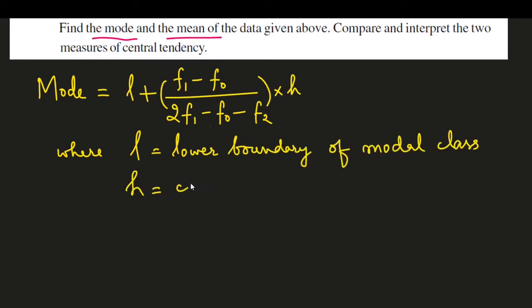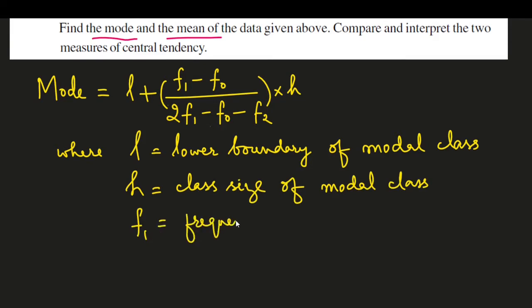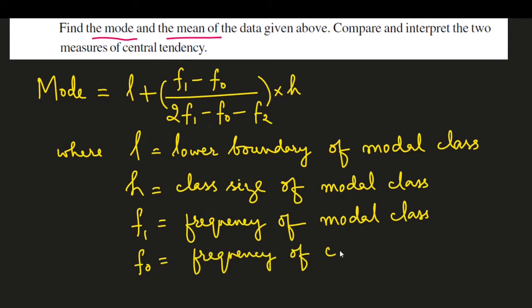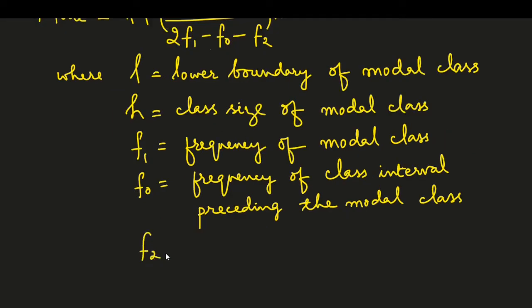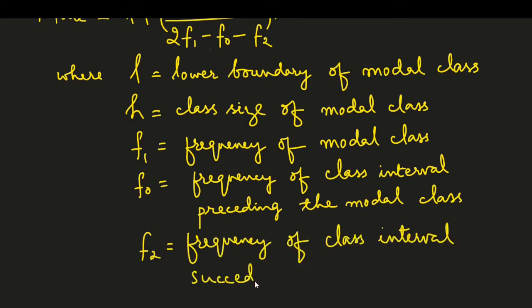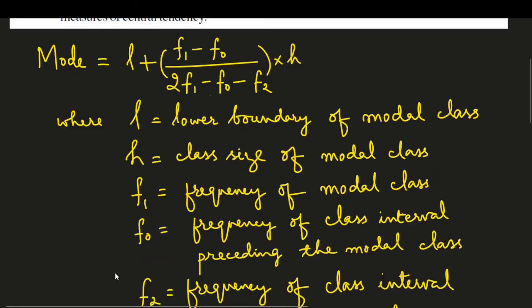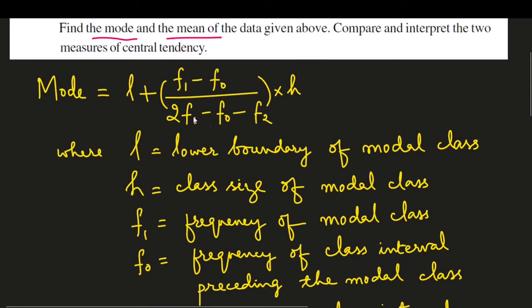H is the class size of model class. F1 is the frequency of model class. F0 is the frequency of class interval preceding the model class. Then F2 is frequency of class interval succeeding the model class. This is the formula to find mode of a group data.